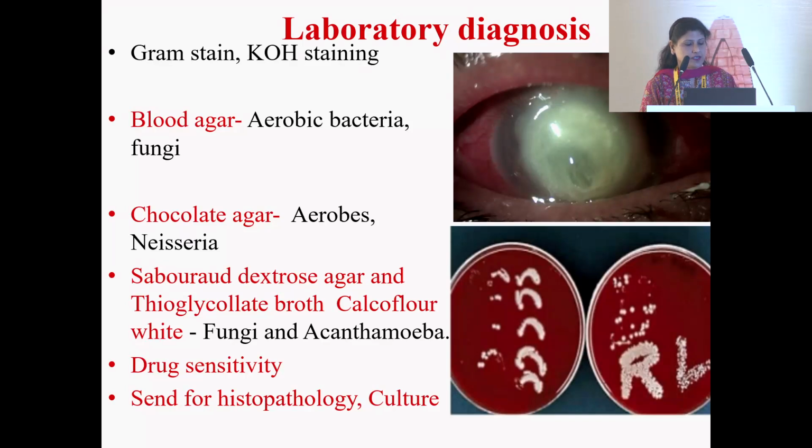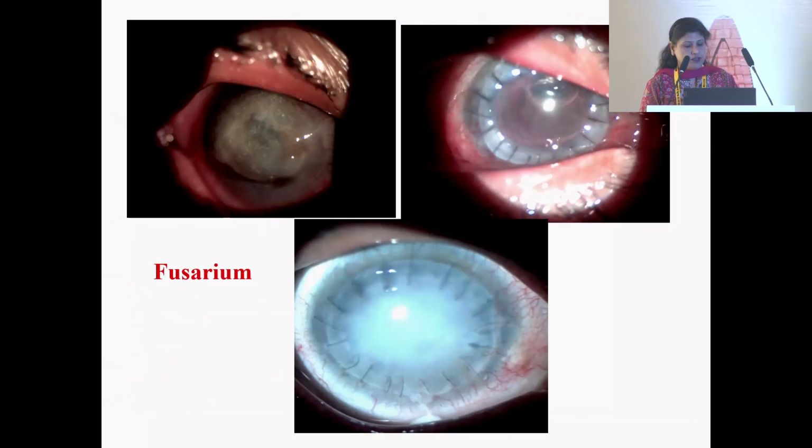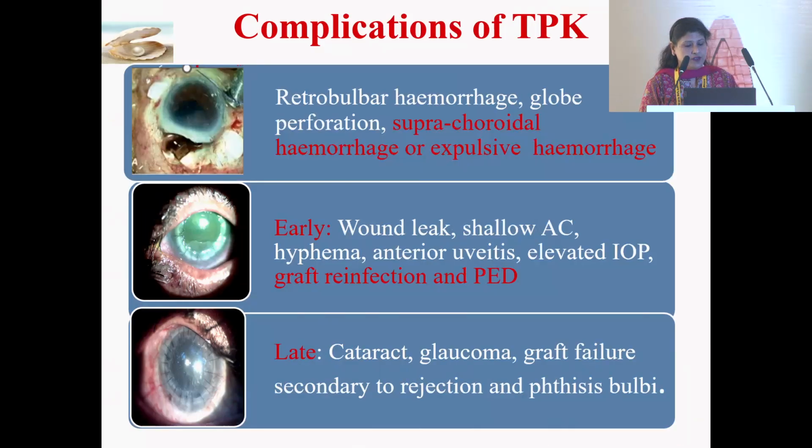Gram stain and KOH staining for the recipient graft, we have to send to the microbiology lab, with blood agar for aerobic bacteria, chocolate agar for aerobic, and SDA also. So these are a few photographs showing this. Then complications are RBH, suprachoroidal hemorrhage, and expulsive hemorrhage can also occur.